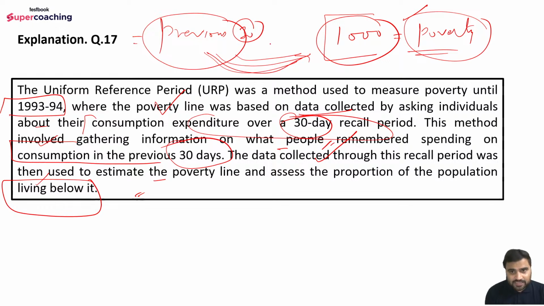So if I am a surveyor, I would ask the person how much money they have spent in the previous 30 days, and if that person has spent, suppose, 1000 or more, he would be considered above the poverty line, and if he has not spent 1000 rupees in the last 30 days, then he would be considered a poor person, right?